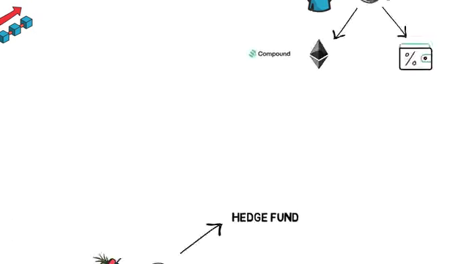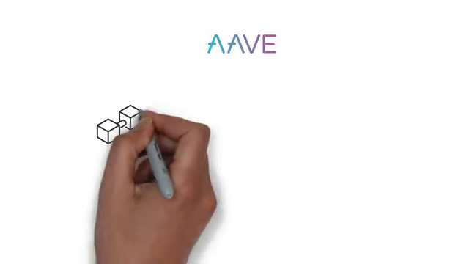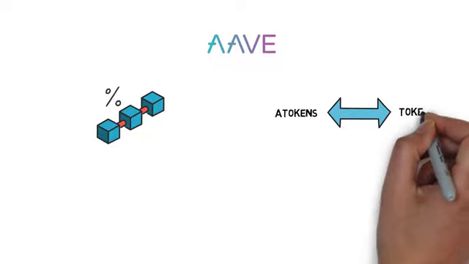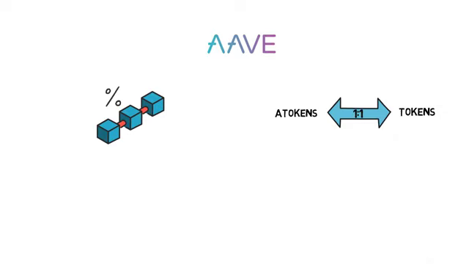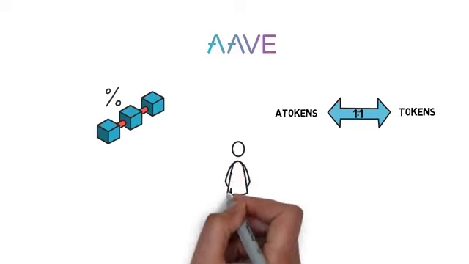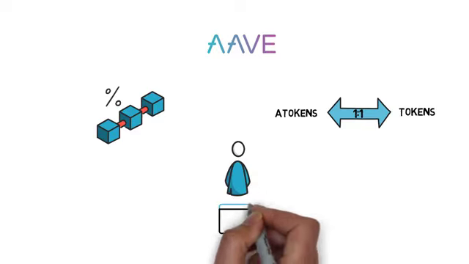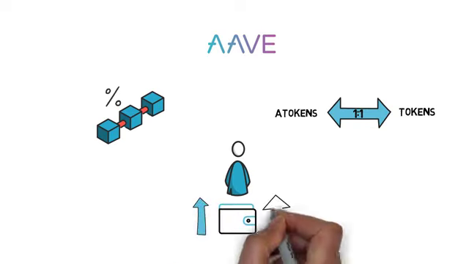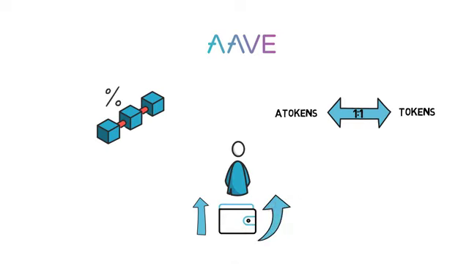Aave uses a similar model with interest being accumulated every single block. The main difference is that aToken's value is pegged to the value of the underlying tokens at a 1-to-1 ratio. The interest is distributed to aToken holders directly by continuously increasing their wallet balance. aToken holders can also decide to redirect their stream of interest payments to another Ethereum address.